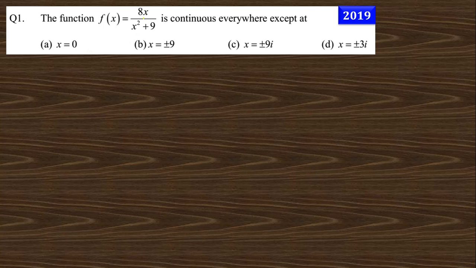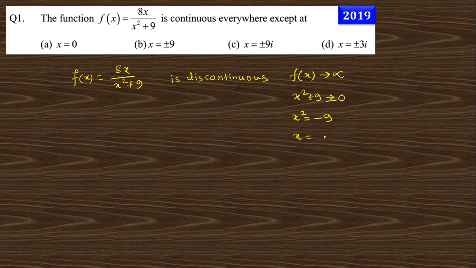The function f of x is 8x by x square plus 9, continuous everywhere except at, মানে যে জায়গাটা ছাড়া অন্য জায়গায় সব কন্টিনিউয়াস। So where is this function discontinuous? Discontinuous means the function goes to infinity. Where this function goes to infinity, when x square plus 9 is equal to 0. That means x square equals minus 9, that means x equals plus minus 3i. So our answer is D.